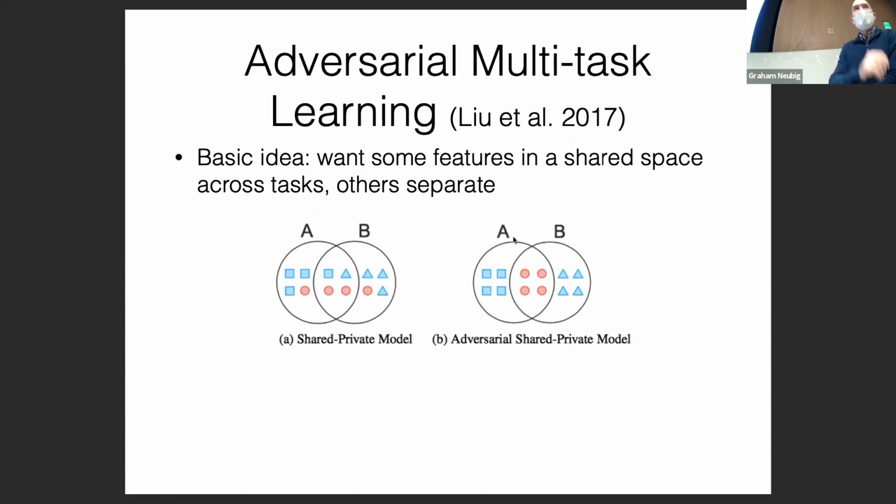And you can view the full adversarial training as basically this model or this method where all of the features are shared. And so this is kind of a generalization of full adversarial training. The nice thing about this is this solves this problem, right? You could still use the shared features to capture any task specific stuff, but you could force most of the features to be the same. Yeah.